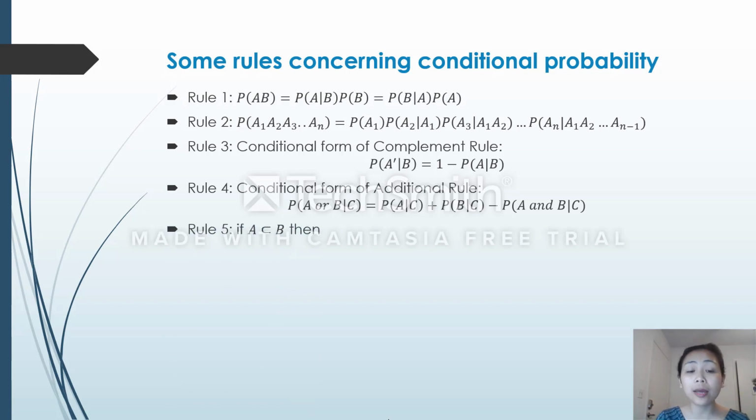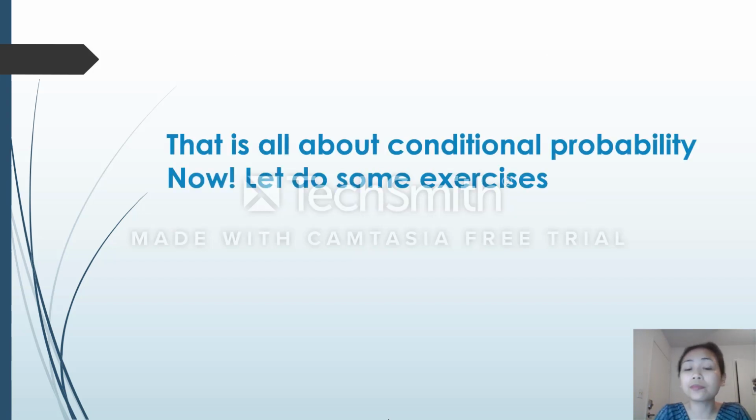Rule number 5, if A is a subset of B, then probability of A given B is probability of A and B over probability of B. This is by conditional probability. And A intersect B, because A is a subset of B, so A is inside B. So when it's intersected with B, we have just A. So that's the ratio of probability of A over probability of B. So that is everything about conditional probability.